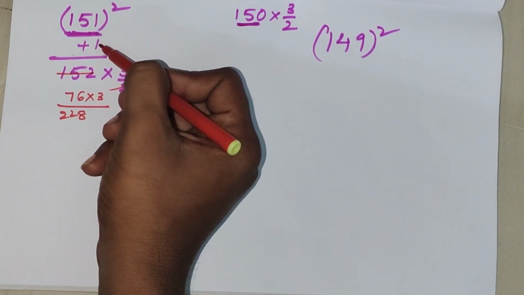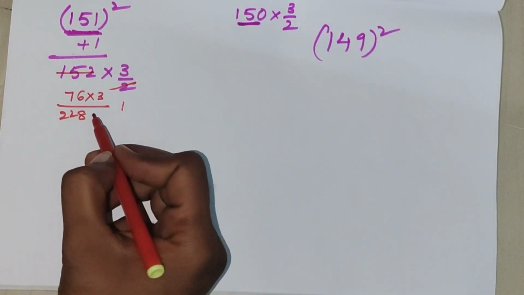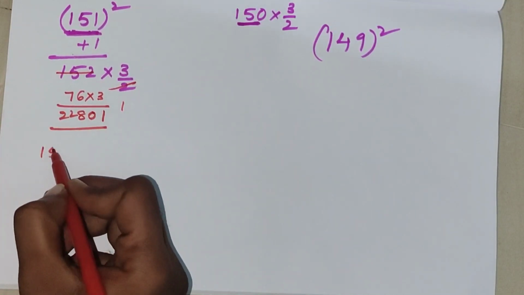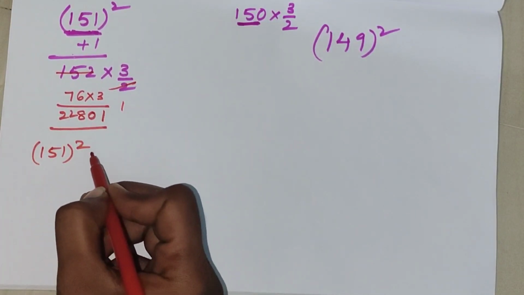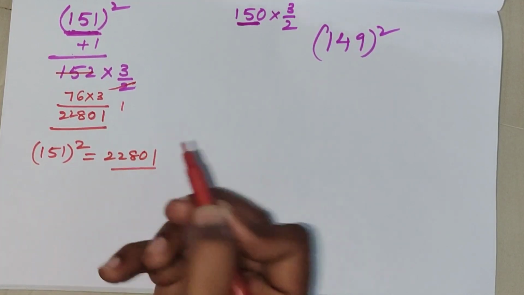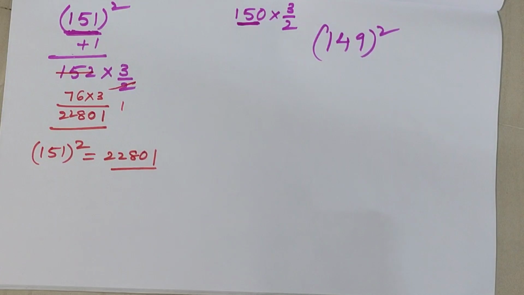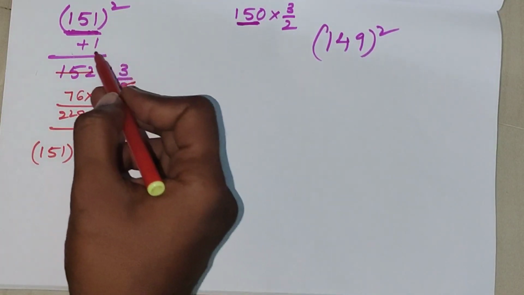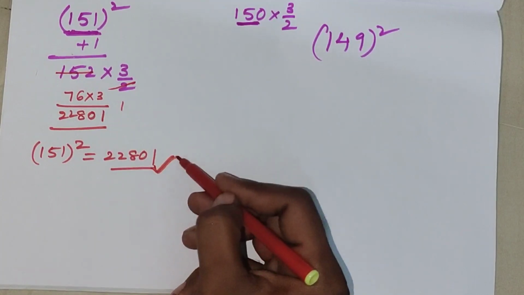How much more is it? 1 more. Then as usual 0 1 we are going to add. Then 151 whole square value is equal to 22801. Very simple, right? If you practice many times, no need to do this many calculations. Directly we can go to the answer.